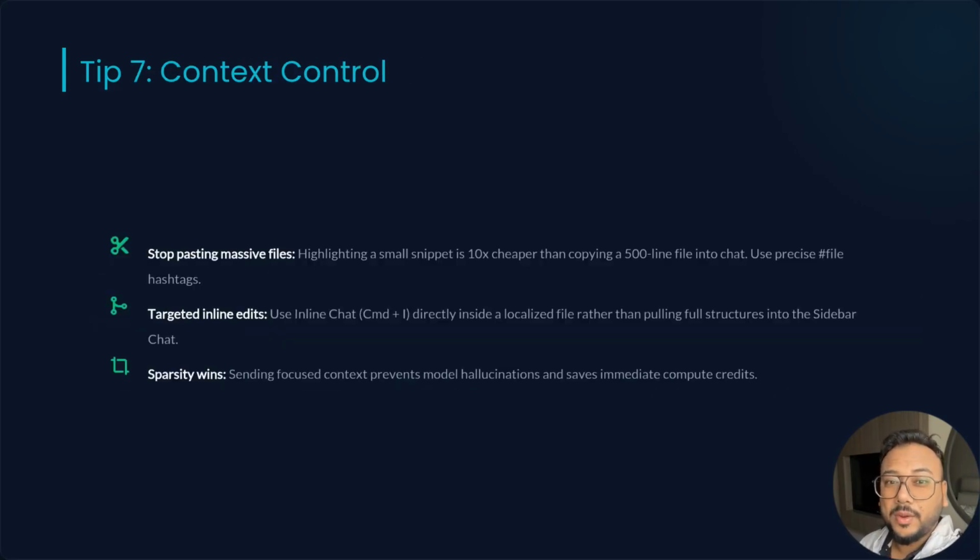Tip 7 is a big one. Stop pasting entire files into the chat sidebar. This is one of the most expensive and lazy habits in modern development, and most engineers don't even notice they are doing it. A 500-line file is roughly 2000 input tokens, just for context. And 95% of those lines have absolutely nothing to do with your specific question.